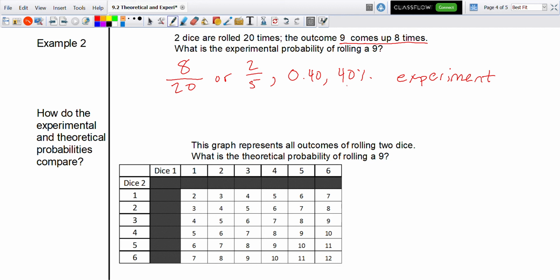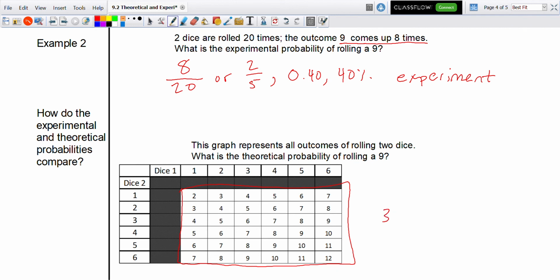Right? Theoretically, if I were to roll 2 dice, here's all my possible outcomes right down here. If I roll 2 ones, a 1 and a 1, it's going to be a 2. If I roll a 1 and a 2, it'll be a 3, right? 1 and a 3 is 4. If I roll a 4 and a 3, it's going to be 7. All right, so here's all my possible outcomes when I roll 2 dice, anywhere between 2 and 12.